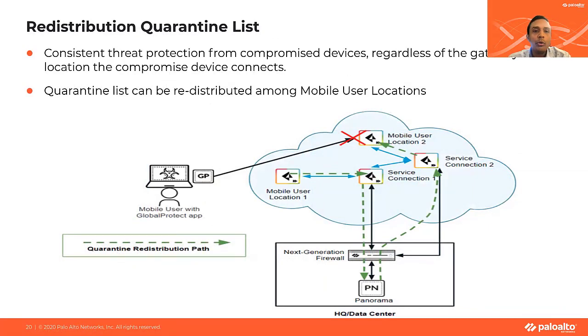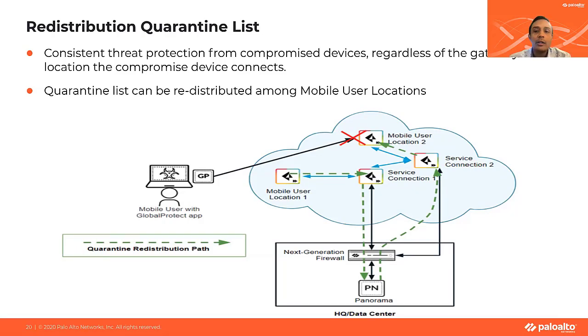Redistribution. So as we saw, we can add the device to the quarantine list. We can also apply the action. But at the same time, consistent threat protection from these compromised devices, regardless of the gateway location they connect to, is quite critical. That's where we can use the redistribution functionality of the quarantine list within the Prisma Access infrastructure to redistribute the quarantine list in the Prisma Access.